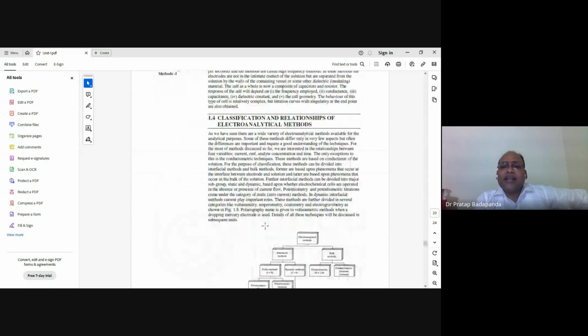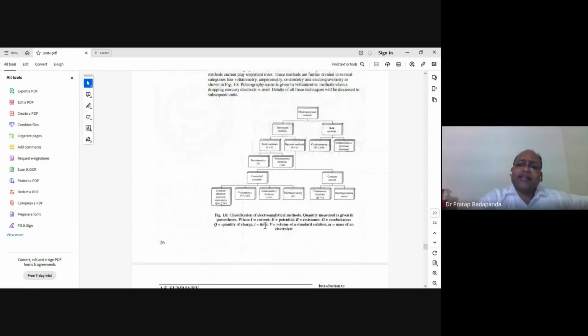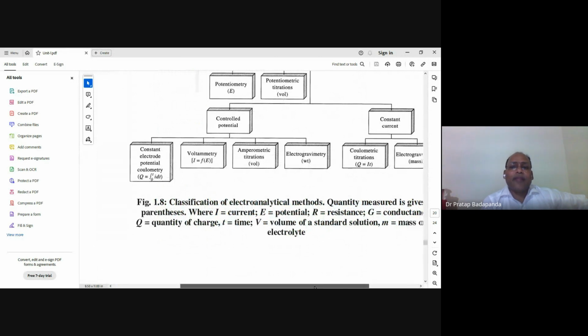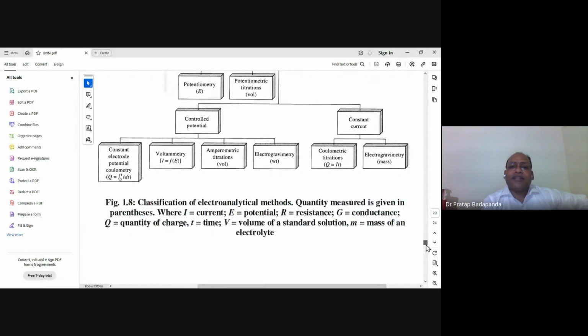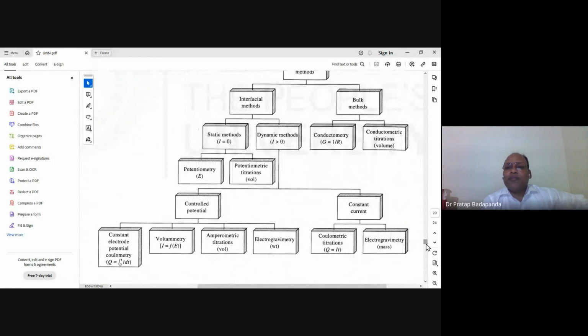Classification and relationship of the electroanalytical methods. See, there is the first classification of electroanalytical methods: interfacial methods and bulk methods. Under interfacial methods there are static methods and dynamic methods. Under the bulk methods there are conductometry and conductometric titration. Under static methods there are potentiometry and potentiometric titration. Under dynamic methods there are controlled potential and constant current.